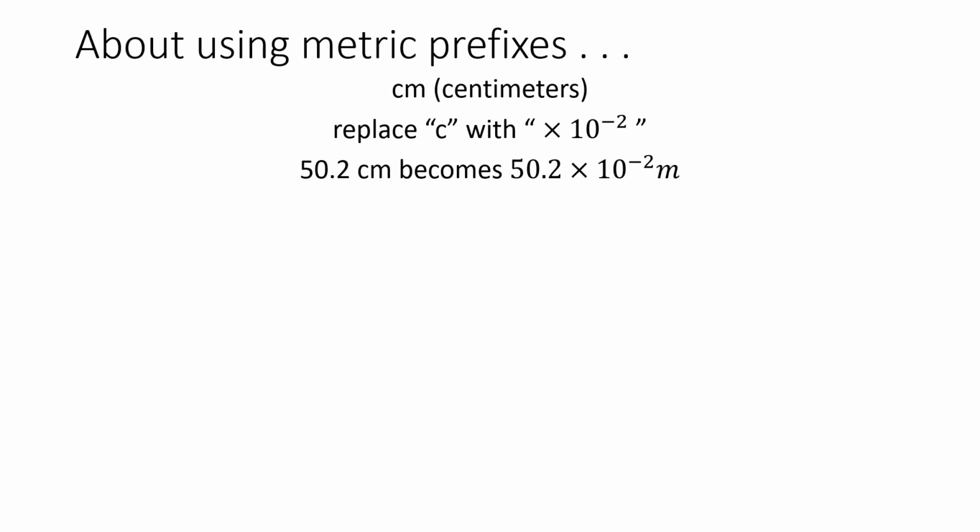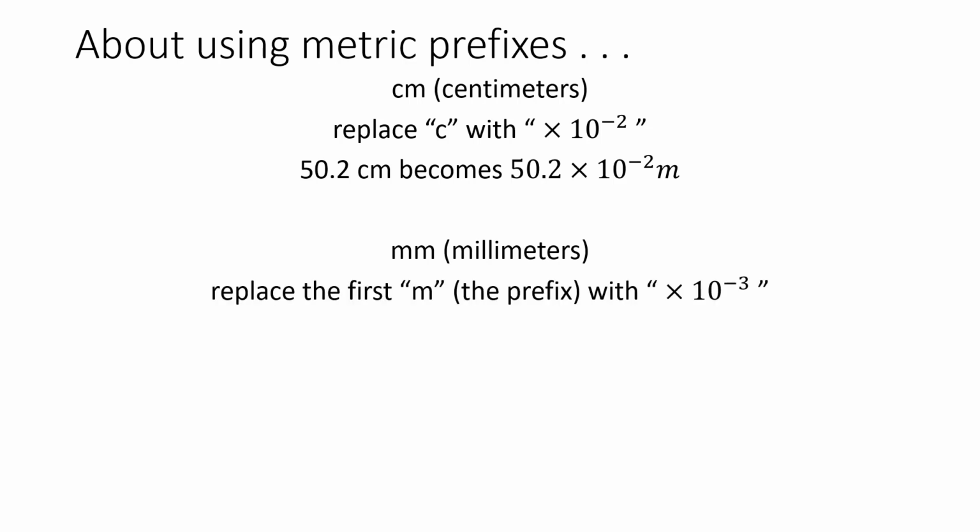Now technically, leaving that written as 50.2 times 10 to the minus 2 is not scientific notation, but it will work just fine. It's equivalent to the scientific notation, and it'll work fine for punching it into your calculator. And that's what we care about here.